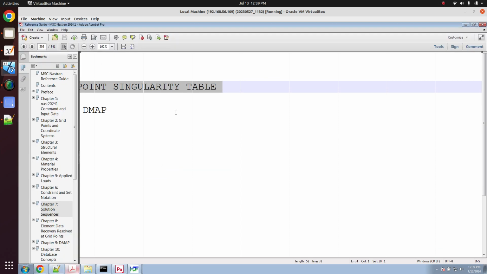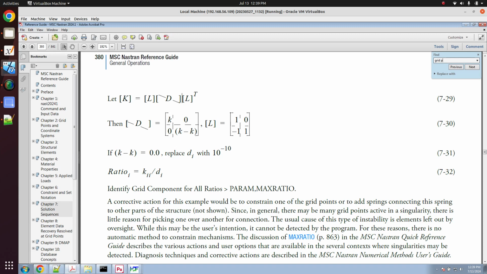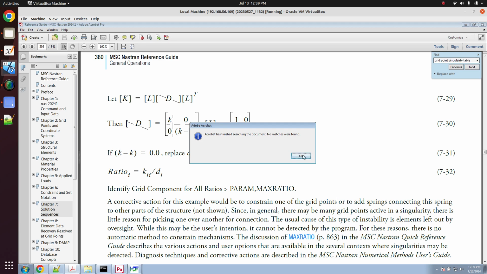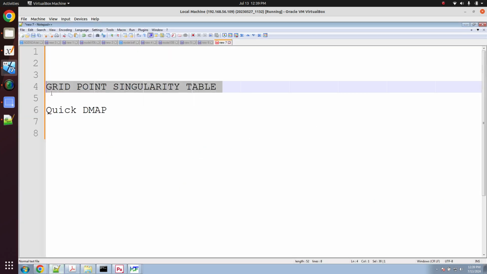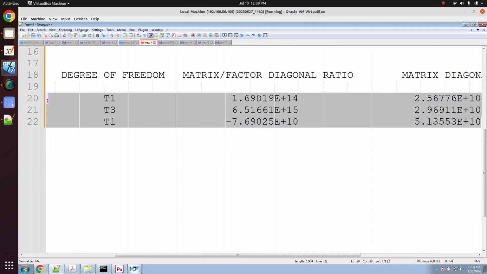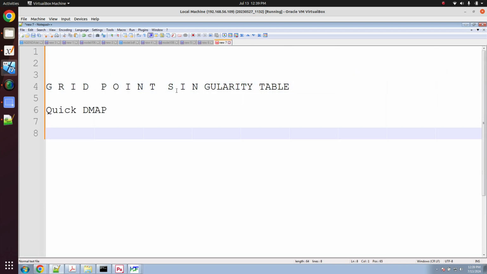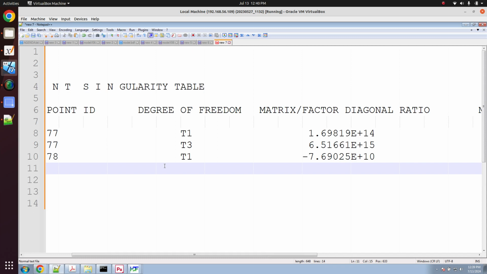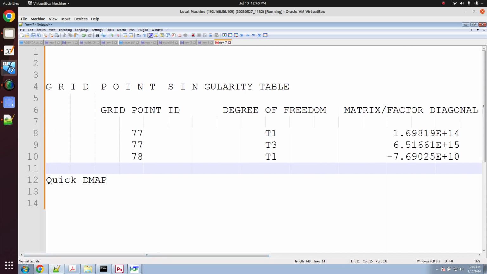And then I'm going to talk about the grid point singularity table. I don't know if it's actually here. Grid point. Let's see if it's actually in here. I guess it's not. But some of you may have seen this table before. It looks something like this. I think you get the point here. And then it looks a little like this also. Not exactly, but it resembles this.